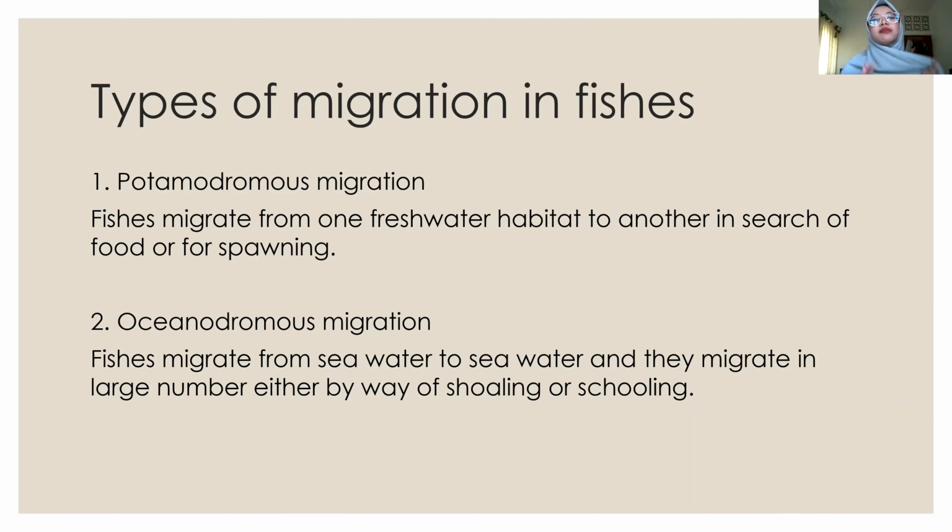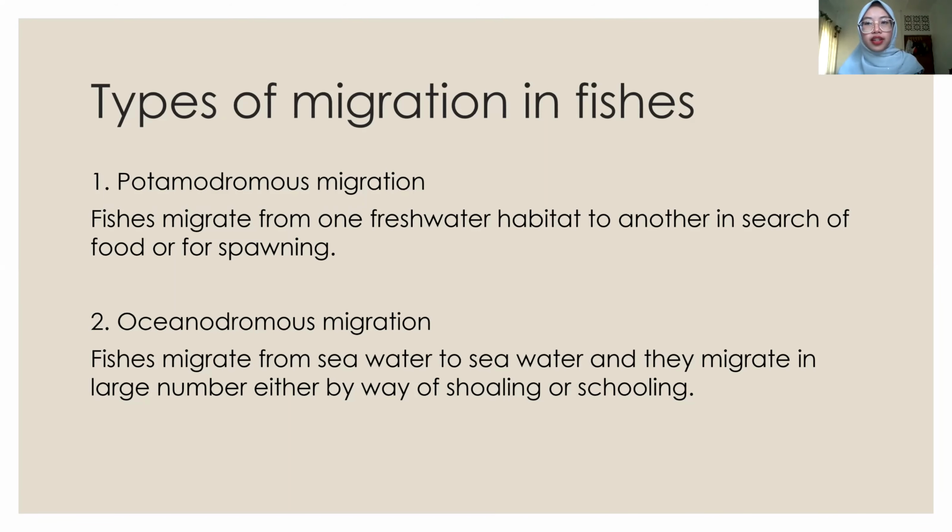Fishes also must migrate to lay their eggs in place where oxygen concentration in water is more, and where there is abundance of food for the juveniles when they hatch from their eggs. The second one is oceanodromous migration. It is where fishes migrate from seawater to seawater, and they migrate in large number either by way of shoaling or schooling.